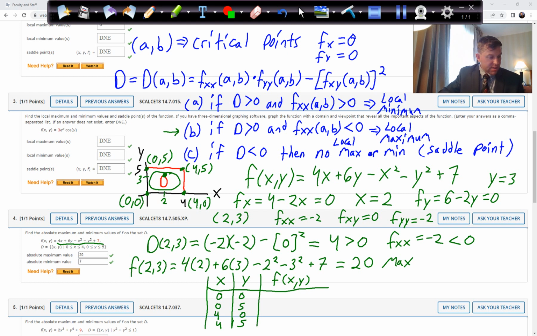And if you plug those in, I'll just give you the results. When you have double zeros, the function is 7. When you have (0, 5), the function turns out to be 12. When you have (4, 0), the function turns out to be another 7. And when you have (4, 5), you get another 12. So out of all these numbers, 20 was the biggest. And out of all these numbers, there's a tie for smallest at 7. But they didn't ask us where these occur. They just asked us what they were. Biggest number is 20, smallest number is 7. So that is how you would do problem 4.